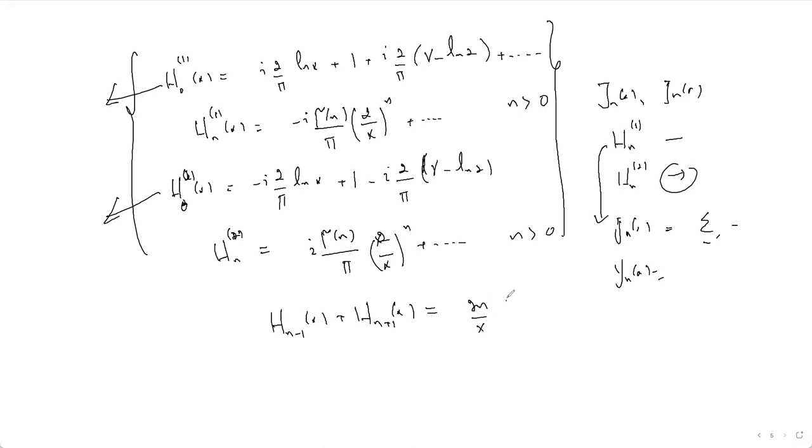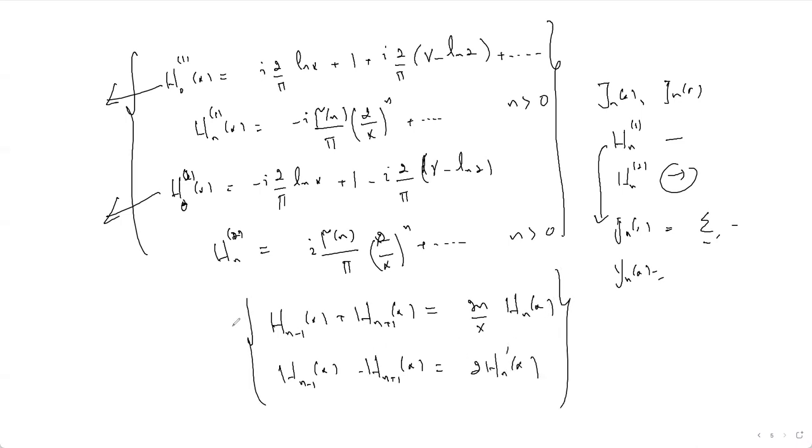We just proved this for H_n of x. Similarly, H_{n-1}(x) minus H_{n+1}(x) will be equal to twice H_n prime of x. Okay, just remember this. We are not going to prove it, because for that we would again need some expansion of all these things.